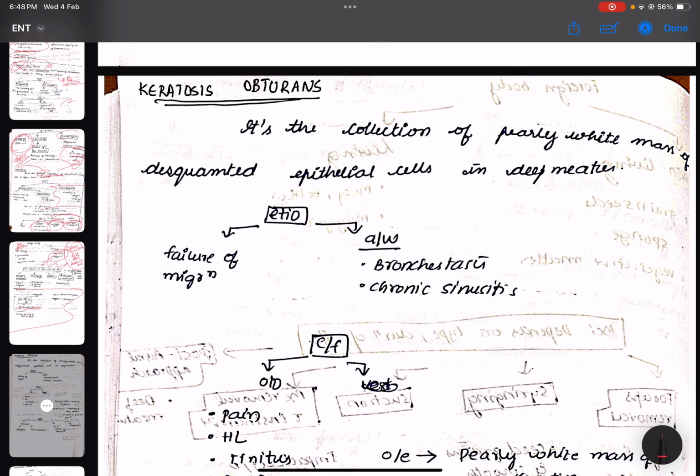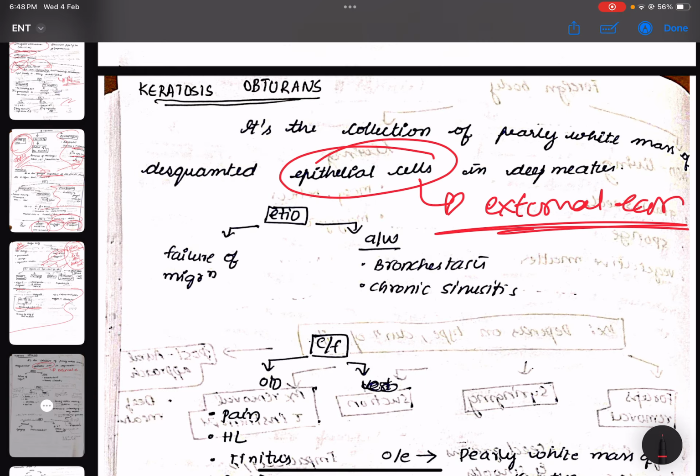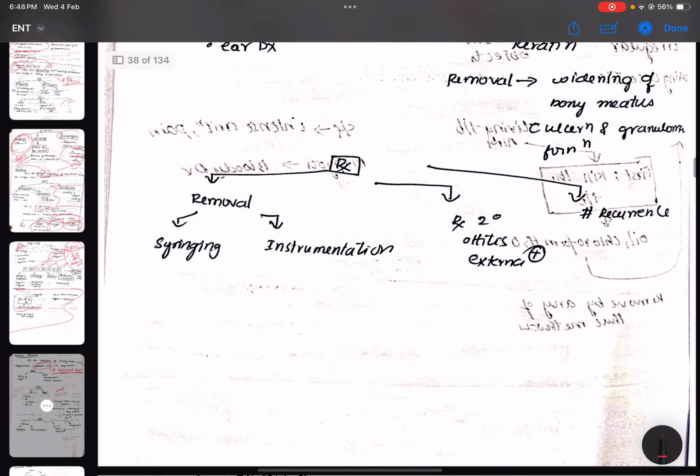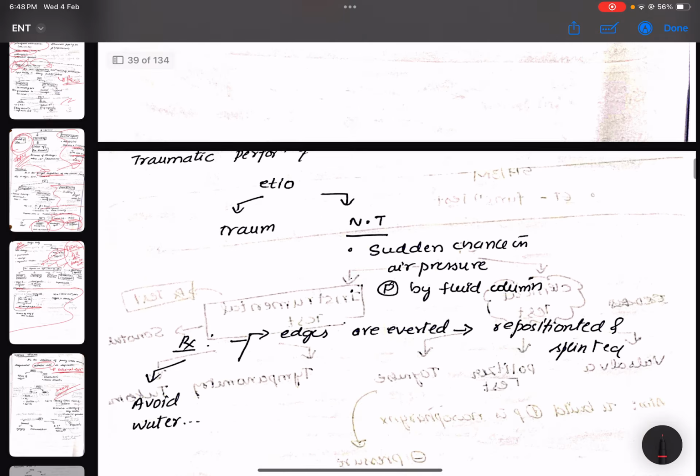Again, keratosis obturans, when this is present in your external ear. Okay, that is called keratosis obturans. Again, it's the same thing. Here you have to talk about mass symptoms according to a surgeon. This is what you do.